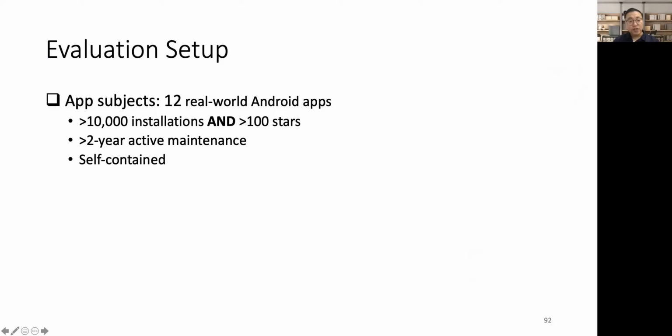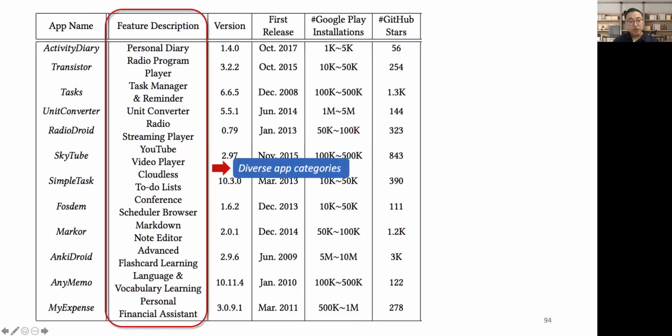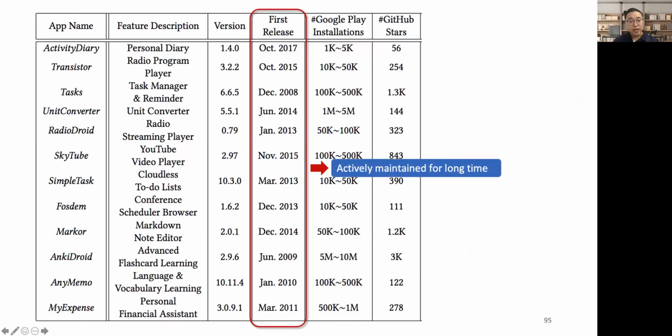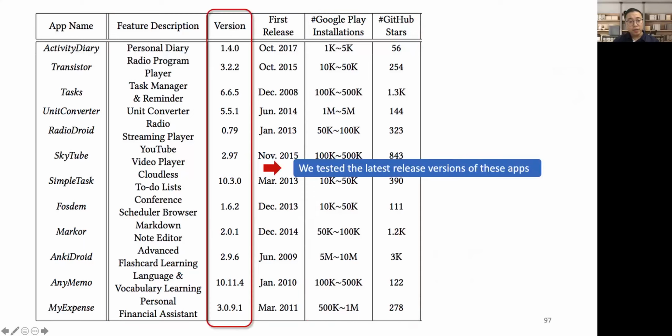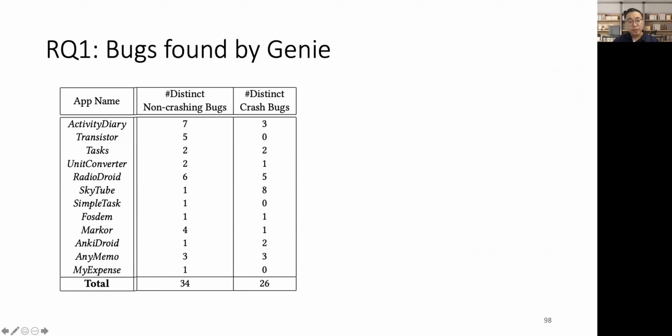In the evaluation setup, we choose 12 real-world Android apps as the target apps. Specifically, these 12 apps have diverse app categories and have been actively maintained for a long time, and they are real-world and popular on Google Play and GitHub. And we tested the latest release versions of these apps.